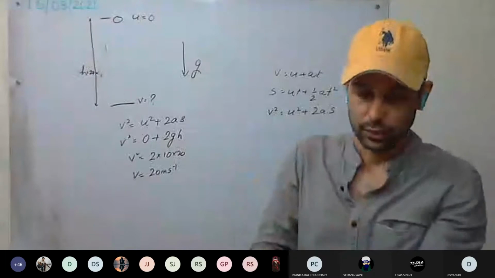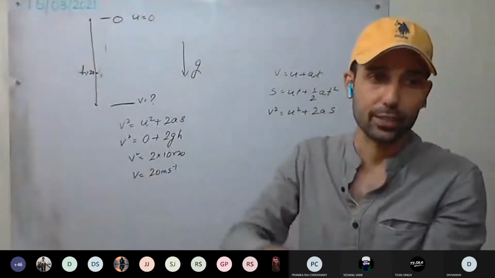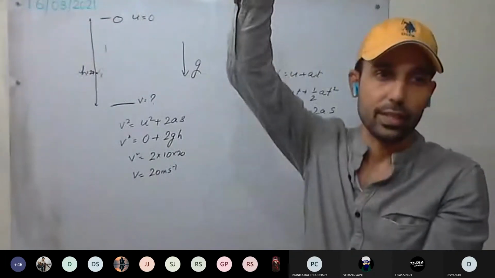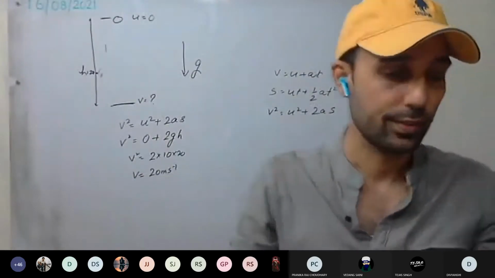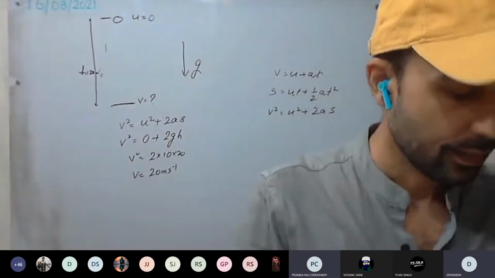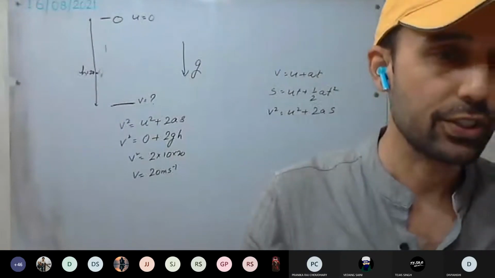So if you are throwing up with an initial velocity of 50 meter per second, you will cover more height, and then come back and we will have the same velocity at the ground. Understood? Yes, sir. Next is the total time of the journey.